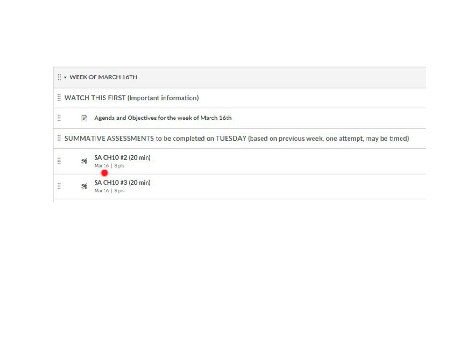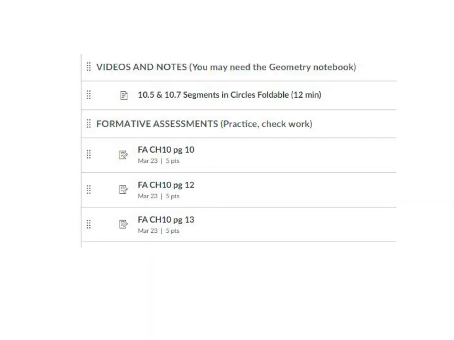Please keep in mind that they are due today, which is March 16th, and that they are due by 6 p.m. Let's look at the new stuff for this week.